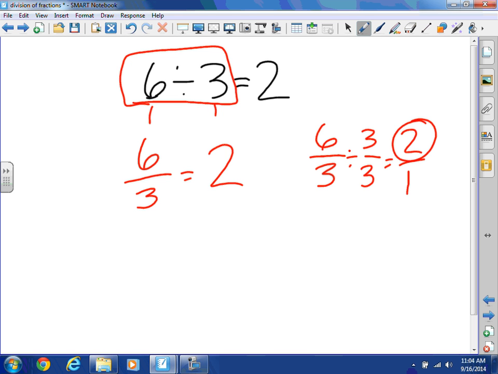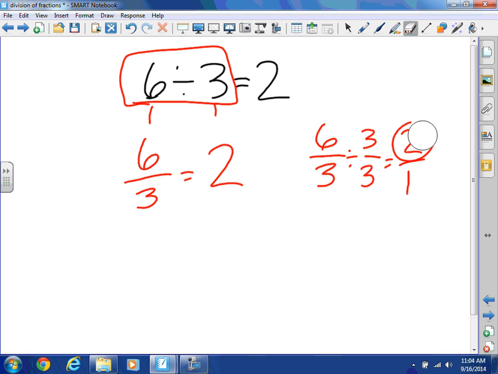Do you guys agree? Why would it be 2? If I divide it by 3 over 3, 6 divided by 3 is 2, 3 divided by 3 is 1. Any fraction with a denominator of 1 is just the numerator. It's just 2. So this answer is correct, right?